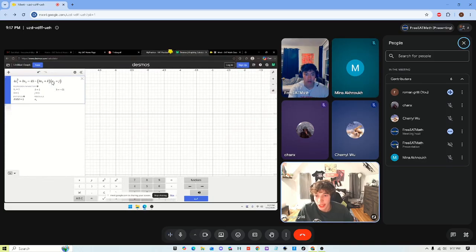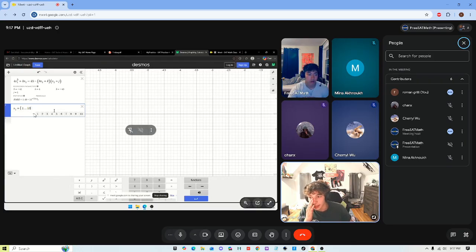And then we can say x1. Desmos thinks x1 can only equal 1. So we can do x1 equals, put the bracket, and then 1 period, period, period, like 10 or something. And then it knows that x1 can be any value from 1 to 10. This is what this means. It's just a list. Before, it was saying x1 has to be equal to 1. So this list right here just says x can be anything from 1 to 10.